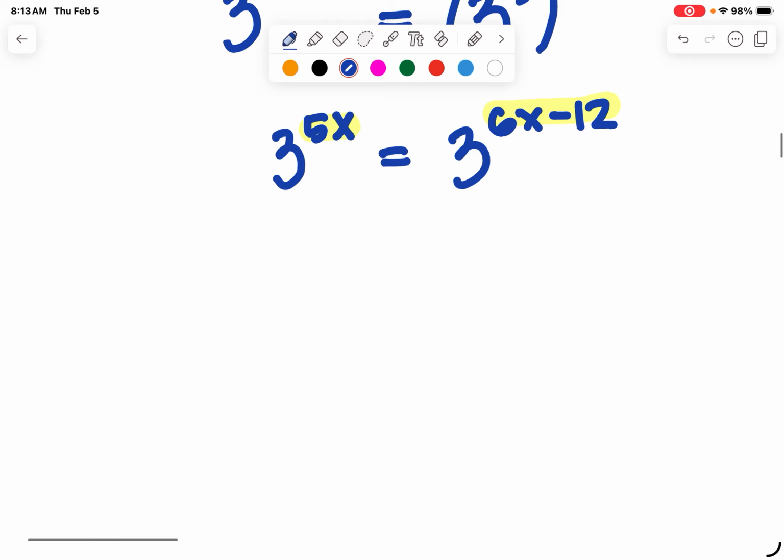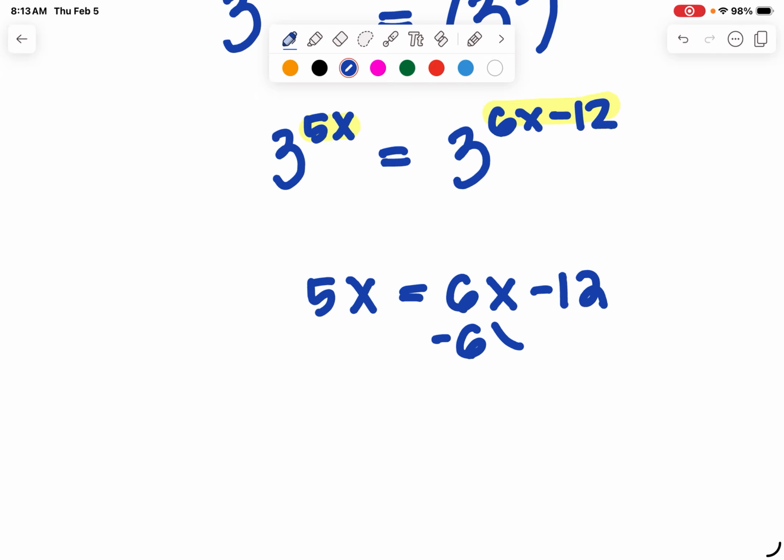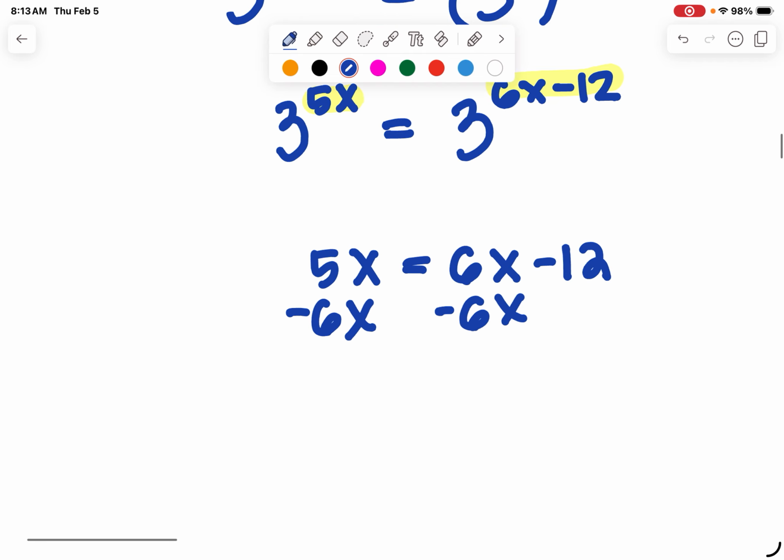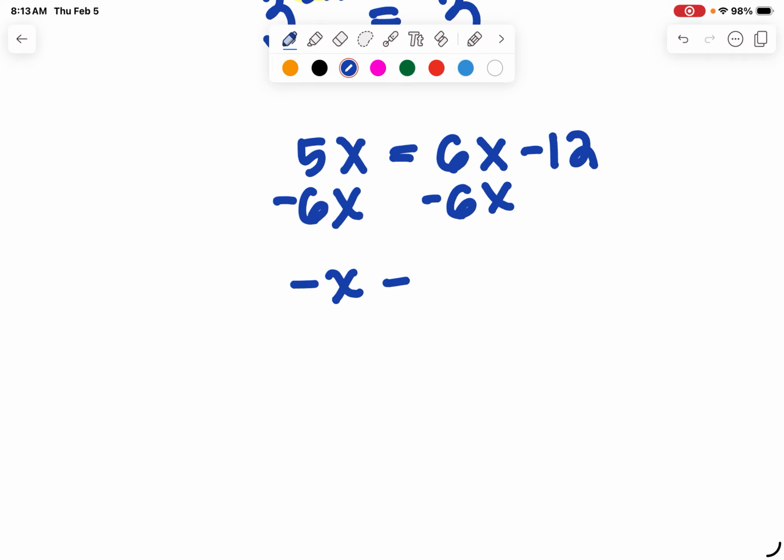So to solve for x, we're going to do 5x is equal to 6x minus 12. Subtract 6x from both sides. We get negative 1x is equal to negative 12. So x is 12.